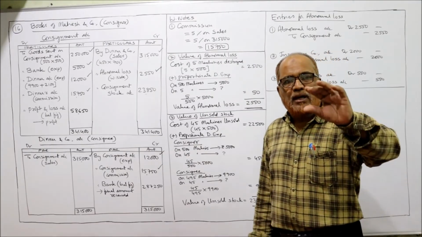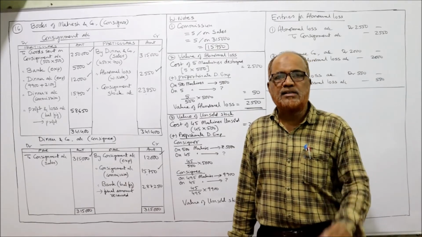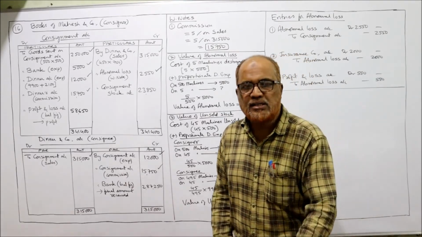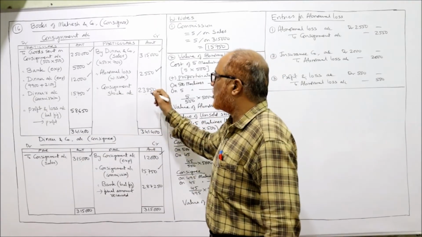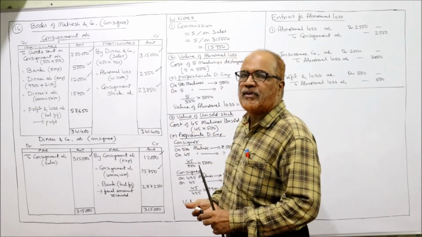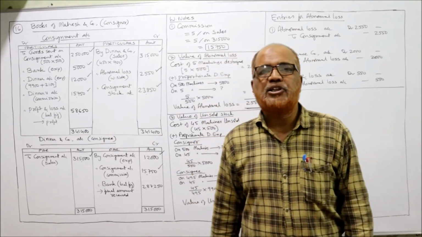So the entry will be consignment stock account debit to consignment. So consignment should be credited, by consignment stock account 23,850. That's all. Over. So we have completed the problem.